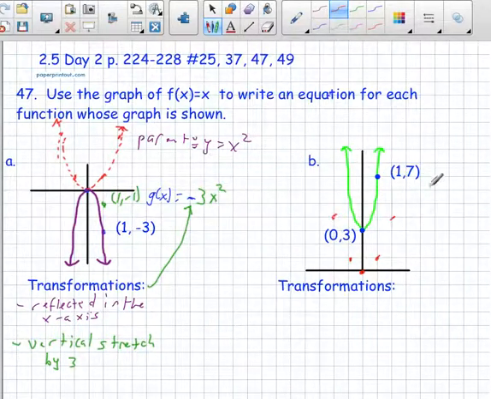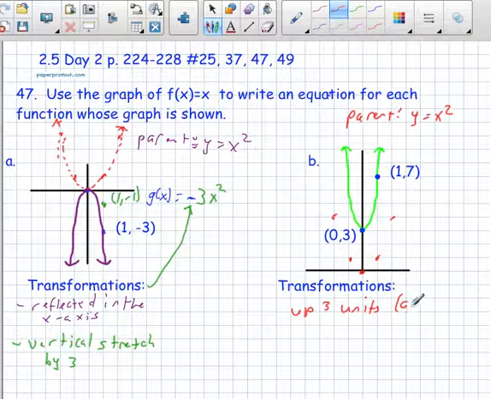This has the same parent function, so I'll write that up here. The parent here is y equals x squared. And I put some points on here. So what's happened in this graph? The vertex has moved up 3. So it looks like I have a transformation moving this up 3 units. So that means I need to add 3 to my y values.